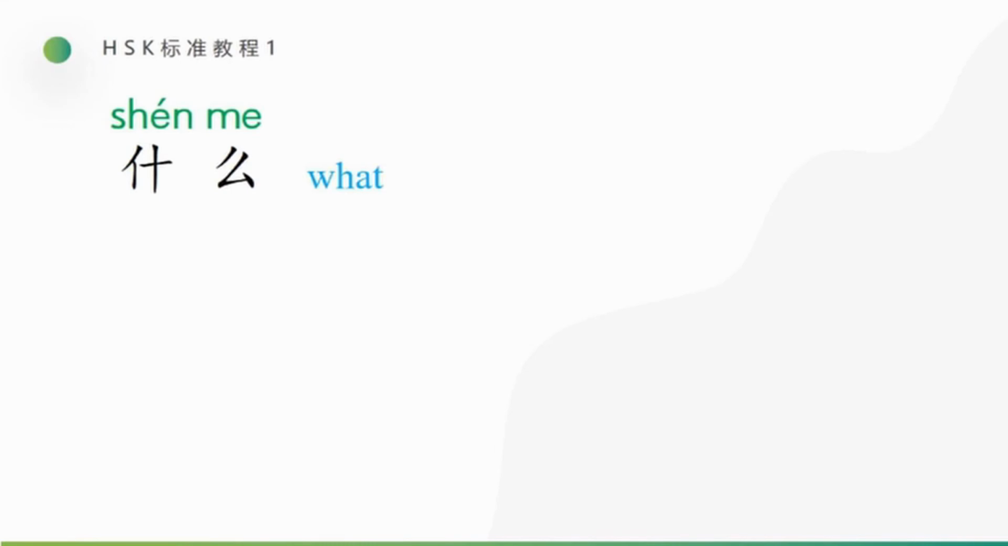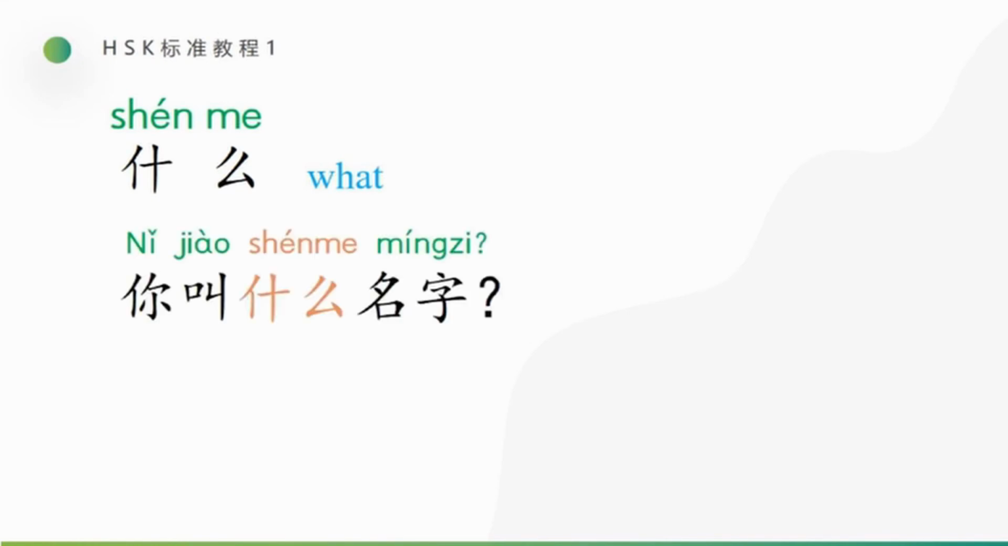Let's look at the next word. 什么. 什么 is a question word. We use 什么 to ask what. Let's look at this sentence. It's a question. 你叫什么名字? In English, it means what's your name? Let's compare these two sentences. In English, if we want to ask one's name, we should put what at the head of a sentence. But in Chinese, we don't need to change the order of the sentence. We just need to use the question word and put it at the place of the object.